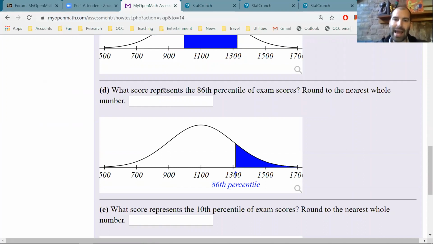What score represents the 86th percentile of exam scores? Well, the 86th percentile is the value which is better than 86% of the exam scores. All right, so we know that the proportion of scores to the left is 0.86. What we want to do is find out what value is that. So it's the same as other problems, but working backwards. We're starting with a proportion and we're coming back to the value. So 0.86 is the proportion.